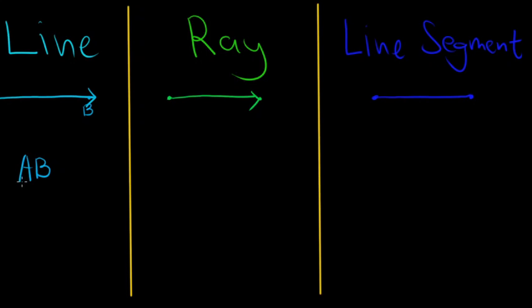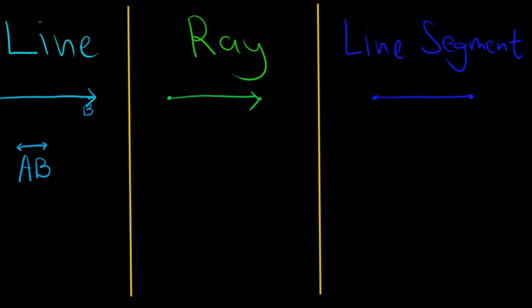Just write letters A and B side by side, all caps, and then put this symbol right above them. Basically a smaller version of this one. Don't forget to put the 2 arrowheads, which means that AB is a line. It extends infinitely in opposing directions.